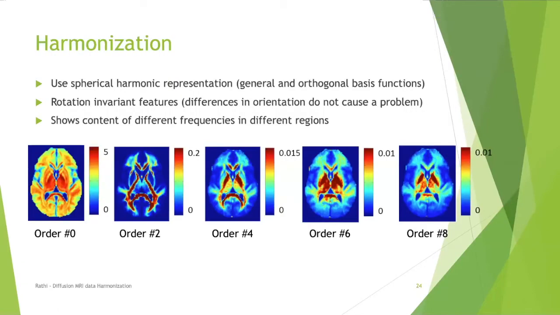As you can see, these are the feature maps. This is averaged over a large number of subjects. So these spherical harmonics are great representations. They are general, they are orthogonal basis functions, and rotation invariance is a great feature. What you see here is all the different orders. Different orders capture different frequencies, and you can see that there are differences in the brain regions as to what is more relevant compared to one versus the other. So different orders capture different parts of the diffusion signal spectrum.